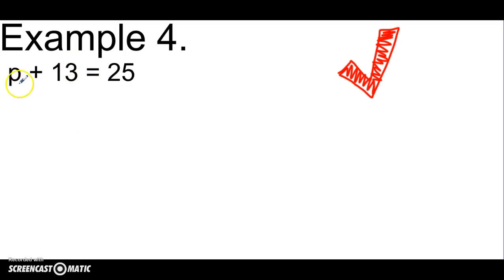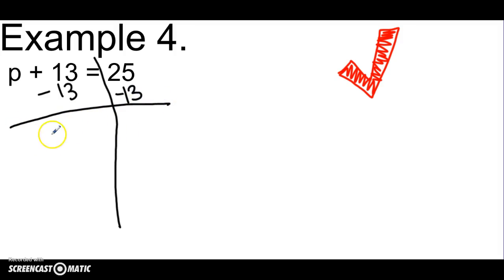So my new equation says p plus 13 equals 25. I'm going to draw my line, and then I'm going to subtract 13 from the left, subtract 13 from the right. I'll be left with p, my 13 minus 13 cancels out to be 0, equals 12.